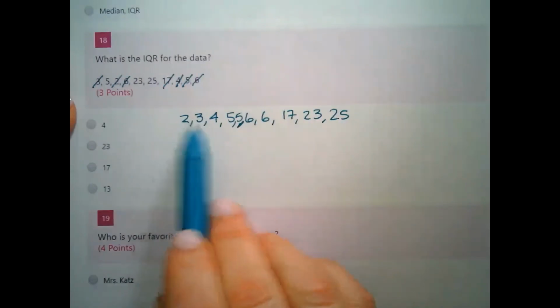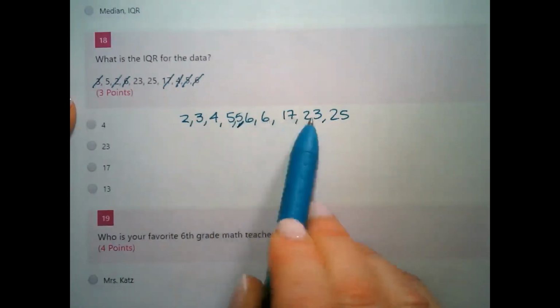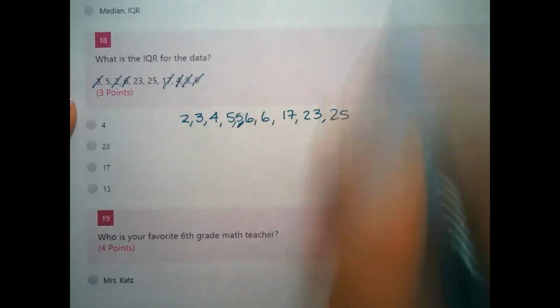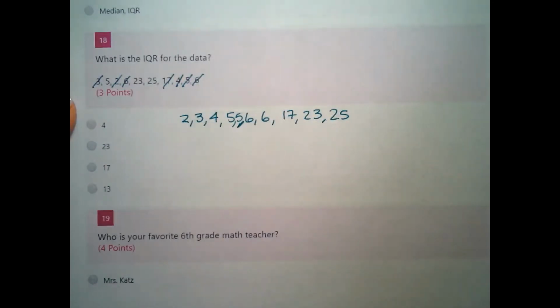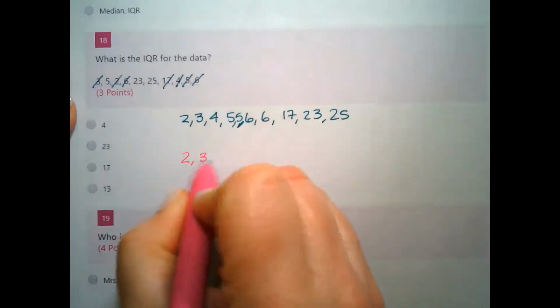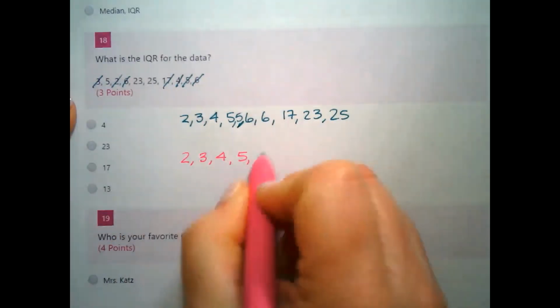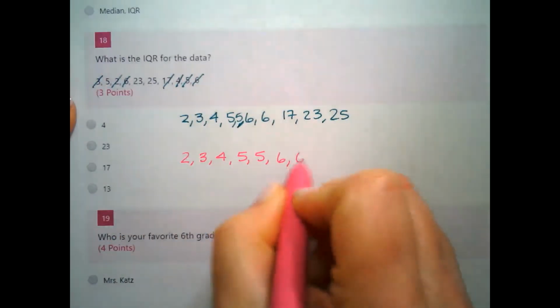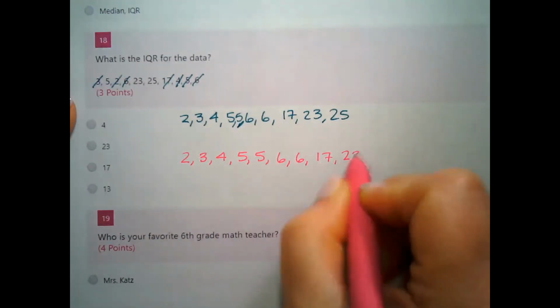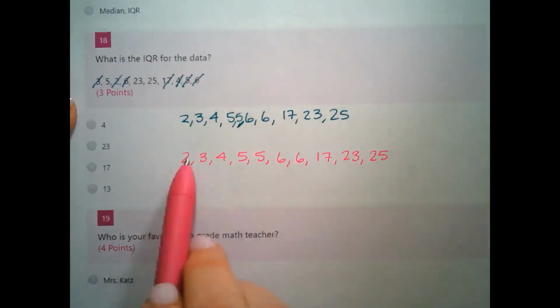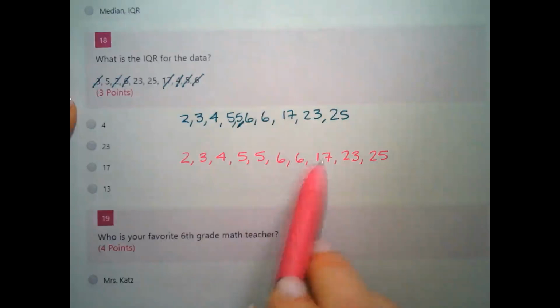So there are 10 pieces of data. 1, 2, 3, 4, 5, 6, 7, 8, 9, 10. And it asks for the IQR. All right, so to get the IQR, we need Q1 and Q3. Just to make this a little easier, I'm going to rewrite it because I made that mistake and the data is not as easy to look at. And I'm going to do one more quick count just to make sure I still have 10 numbers.